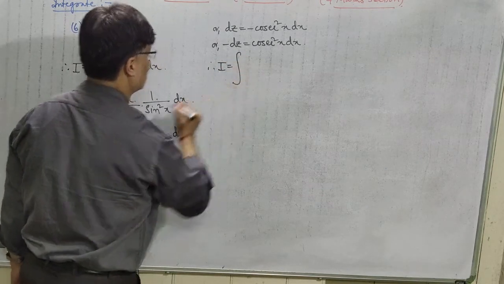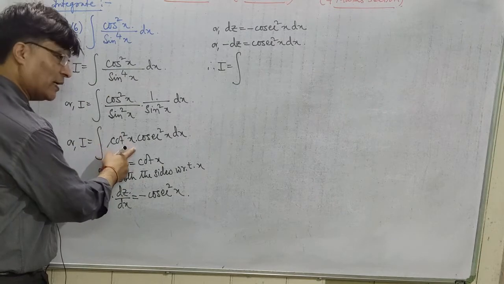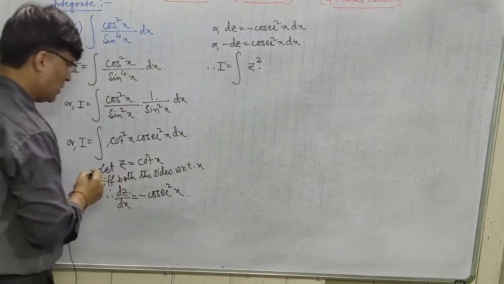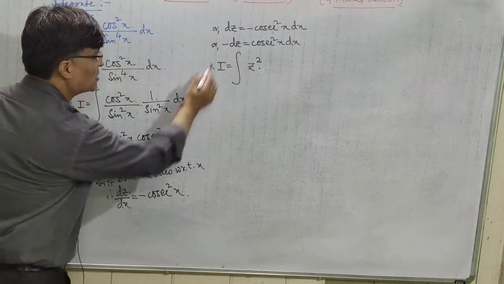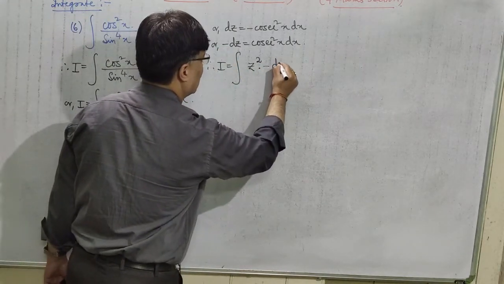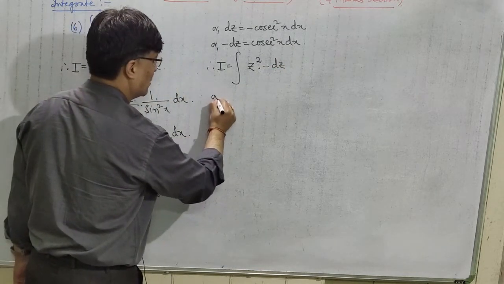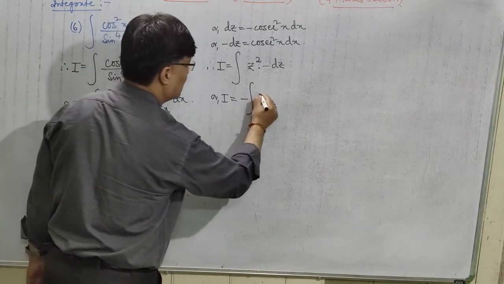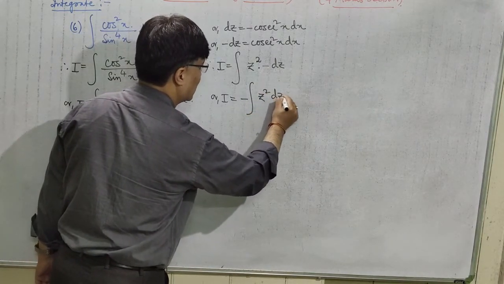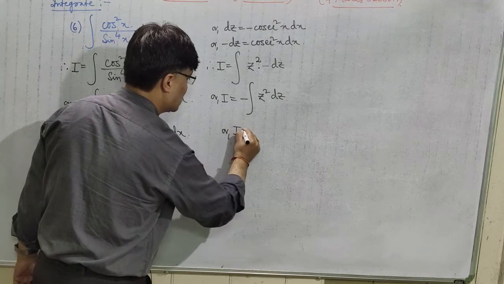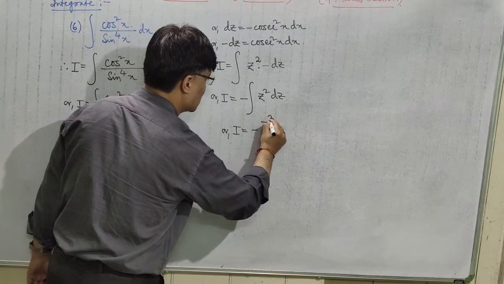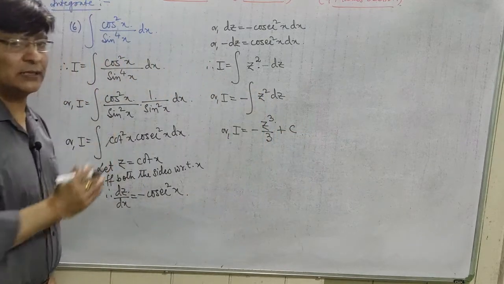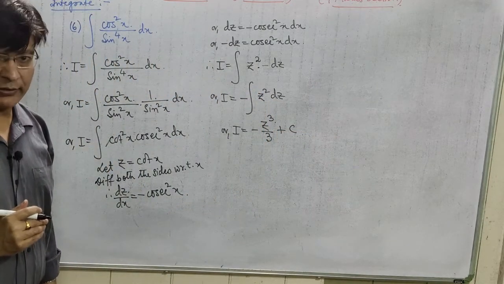So let us put these values in I. So I is equal to integration of, what is cot square x? It is z square, into, what about this cosec square x dx? It is minus dz. Or I is equal to, this minus sign is taken outside, integral sign z square dz. Or I is equal to minus, what is integration of z square? It is z cube upon 3. Then you have to write down the constant of integration.